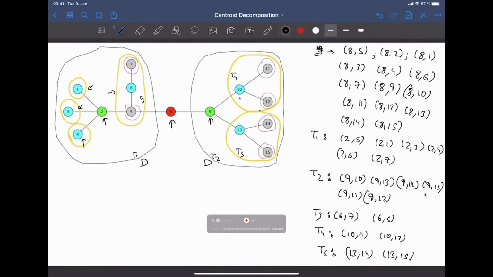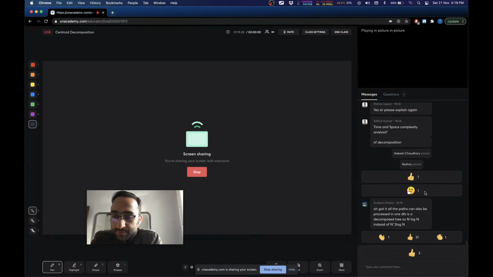So these are the set of n log n paths which I am processing. Why n log n? Because the centroid tree has log n levels. At each level, we can have at most order n paths, each ending at a particular node, because at each level the maximum number of nodes we can have is order n. Okay, so these are the n log n paths that we are processing. Now, give me any query. Let the query be: given two nodes, find the sum of the edges which lie on the path between these two nodes. Okay, give me any query.